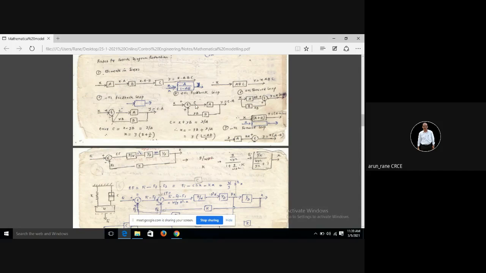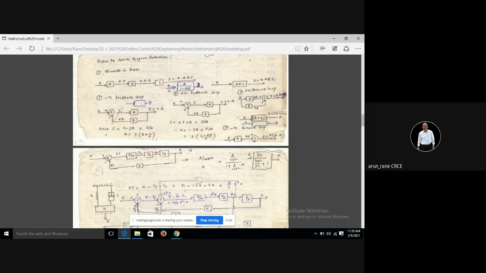So now my C will be equal to what? This is positive and this was positive. So C will be equal to x plus yb. And that is equal to, from here now, y is equal to ca, so C is equal to y upon a. So x plus yb is equal to y upon a. So therefore x is equal to, I will take this term on the right hand side, minus yb plus y upon a.